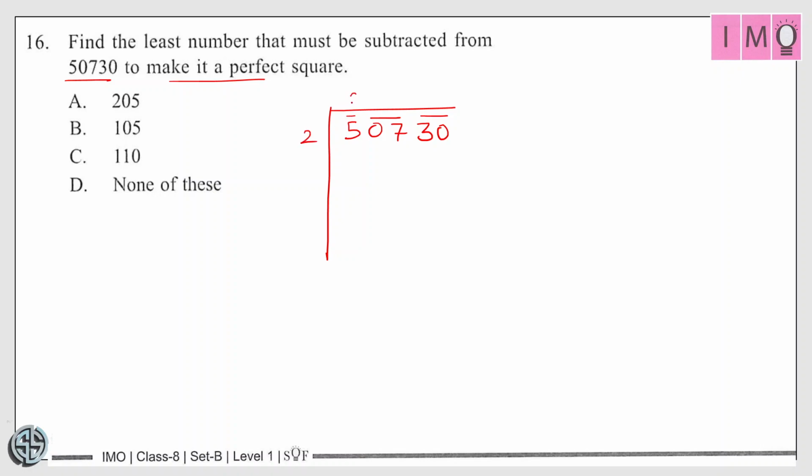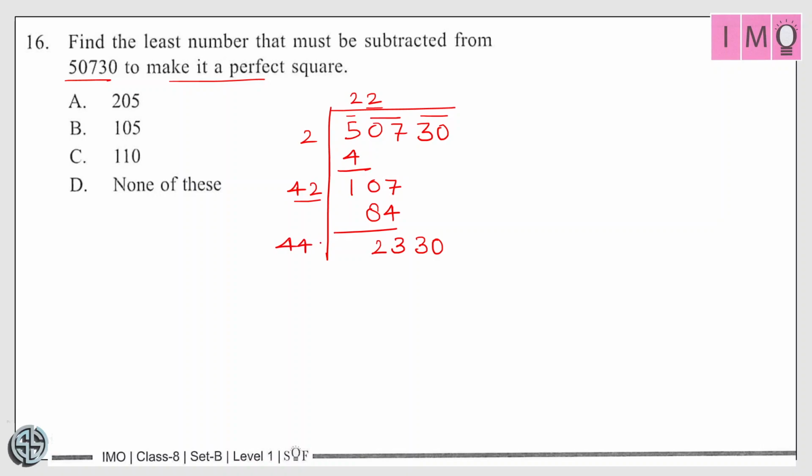Now we start: 2 twos are 4, so you get 1 as the remainder. Take down the next pair, which is 07, so 107. Then 2 twos are 4. Now you have to think of a number: 42 times 2 is 84. The remainder will be 107 minus 84, which is 23. Now take down another pair, which is 30. Now 42 plus 2 becomes 44.